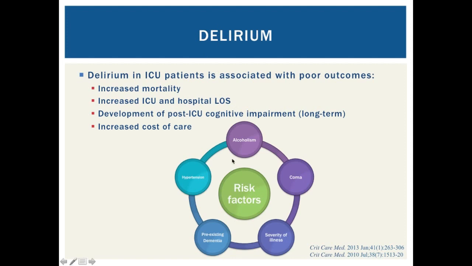Now, these are some of the risk factors that we have found to be associated with delirium. So you can see alcoholism, hypertension, if someone was in a coma or profound sedation while they're in the ICU, how sick they were, and if they had any pre-existing dementia.